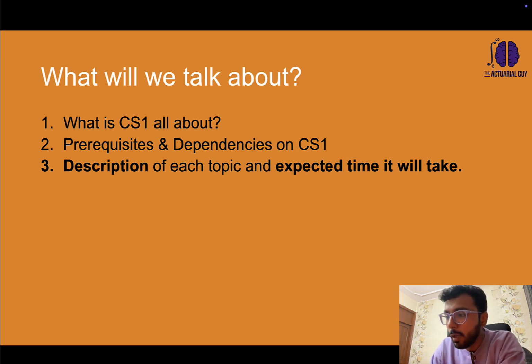And then I'll tell you what other subjects such as CM1, CS2, and CM2 use that comes out of CS1. What are the relevant topics here that are built on further in CM1, CS2, and CM2? I'll give you a description of each topic of subject CS1, and a broad idea of the amount of time it will take for you to cover those topics.